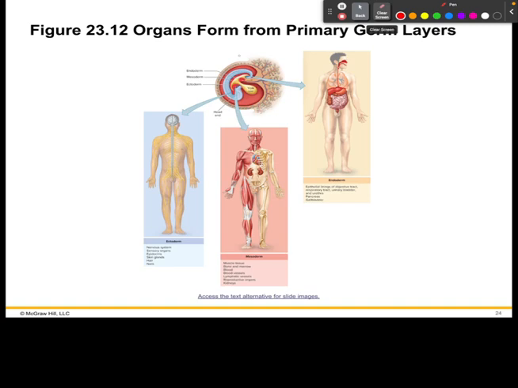Eventually, each of these layers is going to give rise to specific parts of the body, which we will talk about in more detail in the next video. But if you want to look at them, you can see them here. The ectoderm is going to give rise to those parts of the body, mesoderm, these, and then the endoderm, those. Again, we're going to discuss these in a future video.